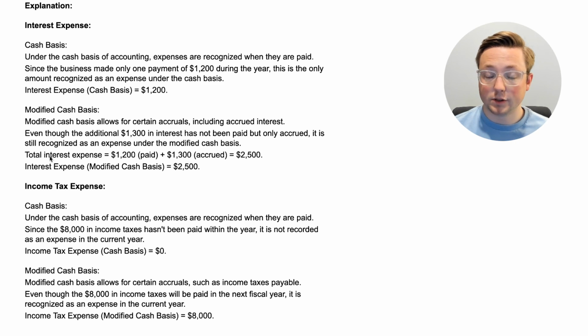So you take the interest paid plus the interest accrued, and that's $2,500 under modified cash basis for the interest expense. Now let's talk about the income tax expense. Very similar. Cash basis, they are only going to recognize it if it's been paid.